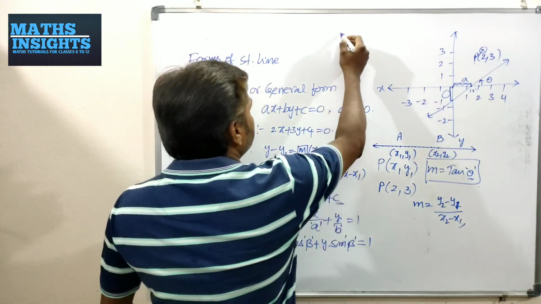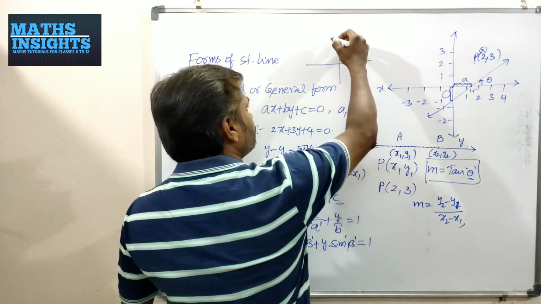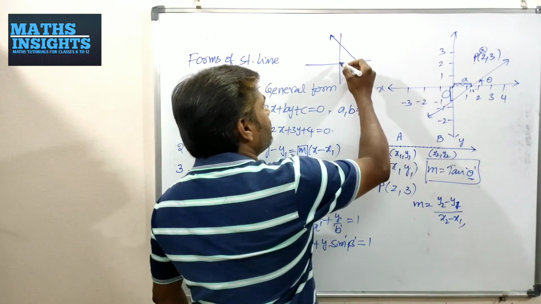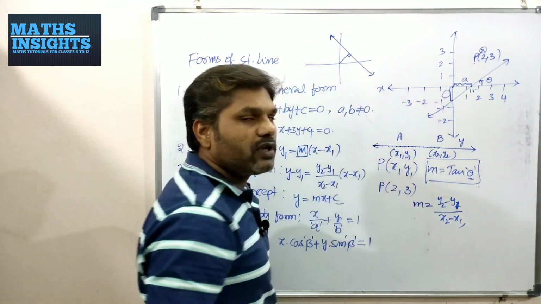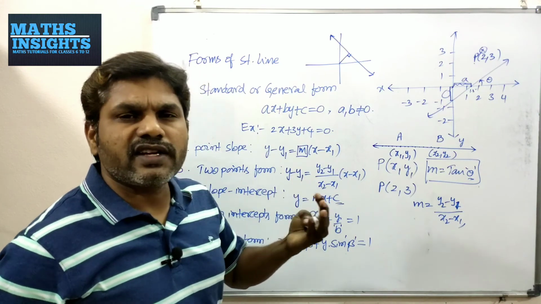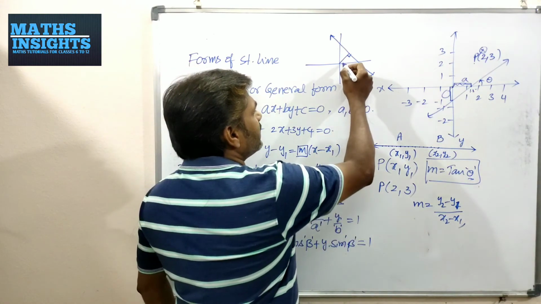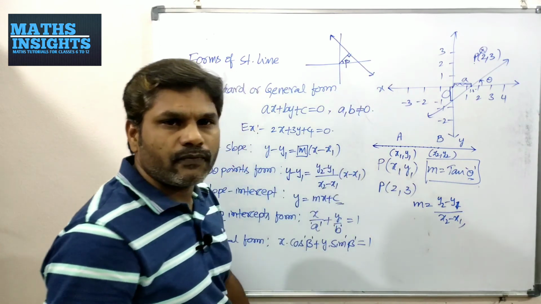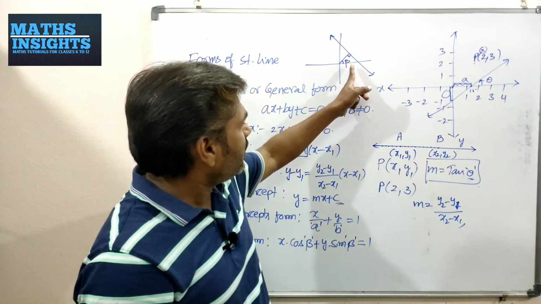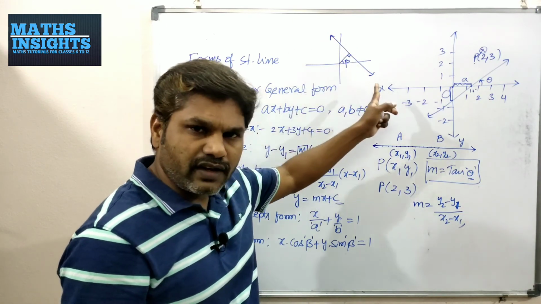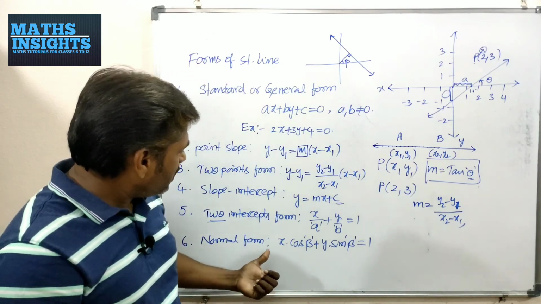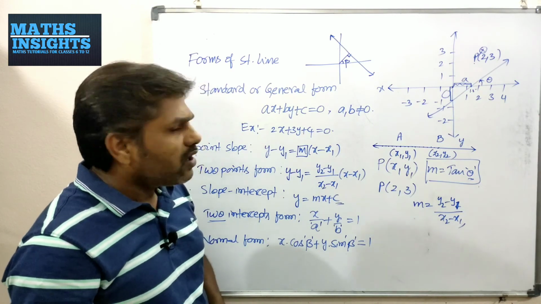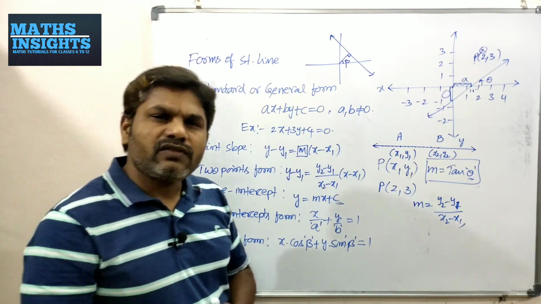I am taking x-axis, y-axis. I want to find the equation of this line. Now what I said, from the origin I have to draw a normal. Normal is the line which makes 90 degrees. See, the angle made by this normal with positive x-axis is beta. If you know this beta, then you can find the equation of this line by using the formula x into cos beta plus y into sin beta is equals to 1. These forms are very useful.